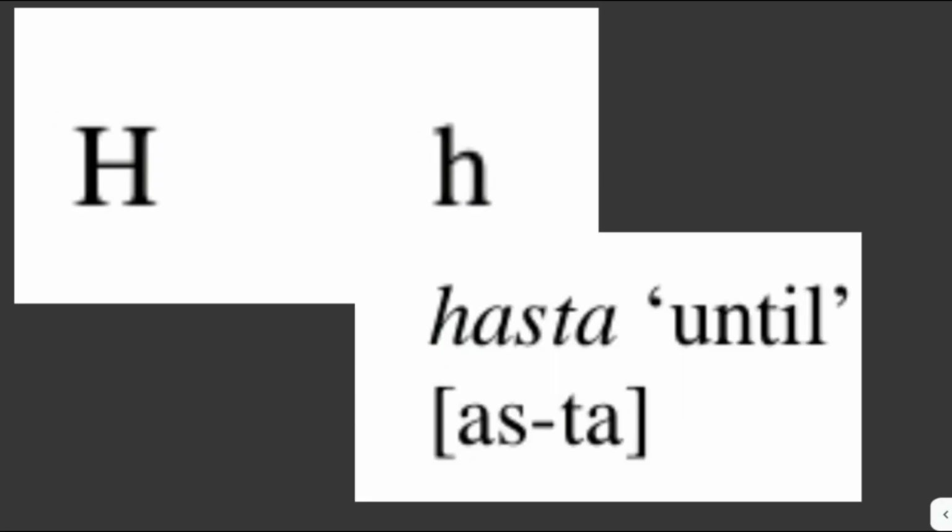The next letter in the Spanish alphabet is H. So in Spanish, the letter H is not pronounced. So the letter H in Spanish words will be a silent letter, as in hasta, hasta. We don't pronounce H here. We don't pronounce this as hasta with an H sound, but we pronounce this instead as asta, asta, which means until.